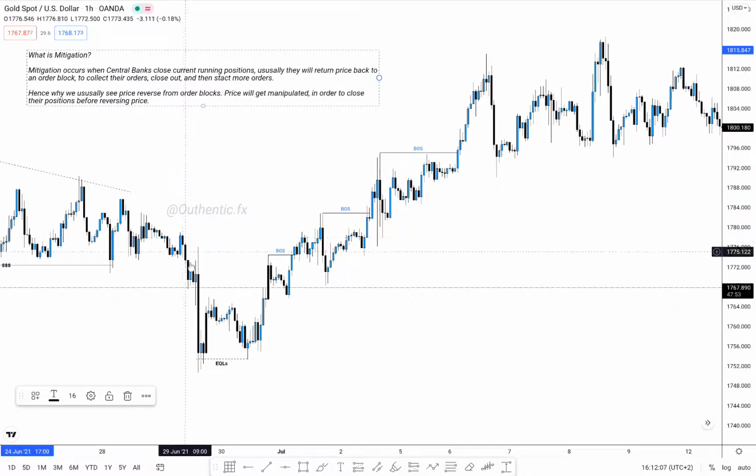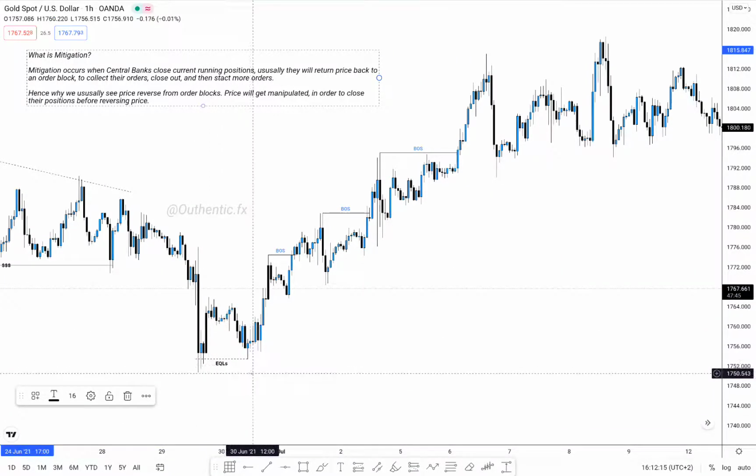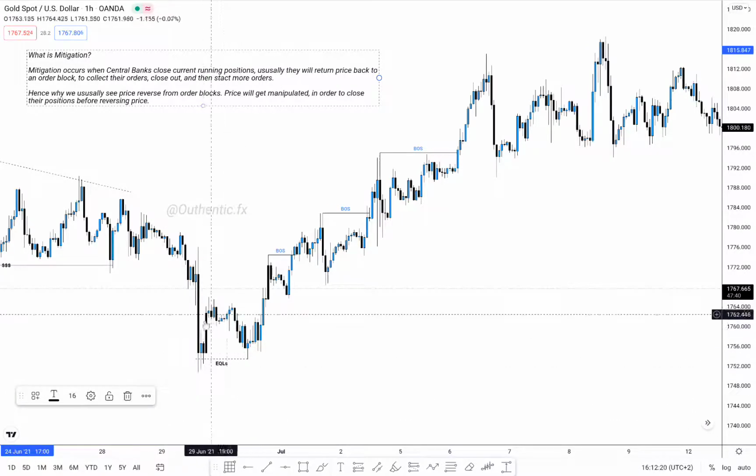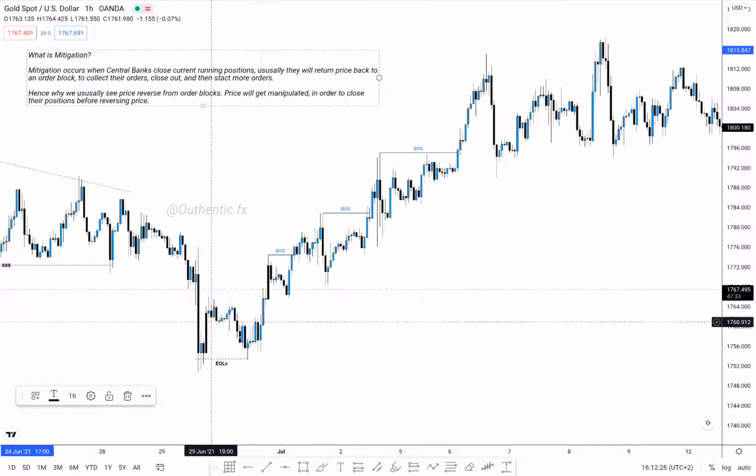Then from this point, broke structure, right? So now this becomes our current lower low, lower high, lower low. And then from there, we then see now price creating these equal lows, right? So once these equal lows have been formed, we do expect price to take out the lows first before pushing up. But clearly the banks had other intentions in mind to drive price up.